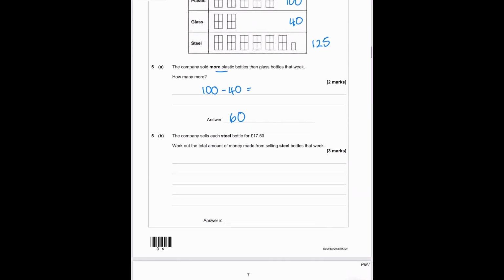The company sells each steel bottle for £17.50. How much money did they make from selling these that week? So that's 125 times £17.50, which gives you the answer £2,187.50.